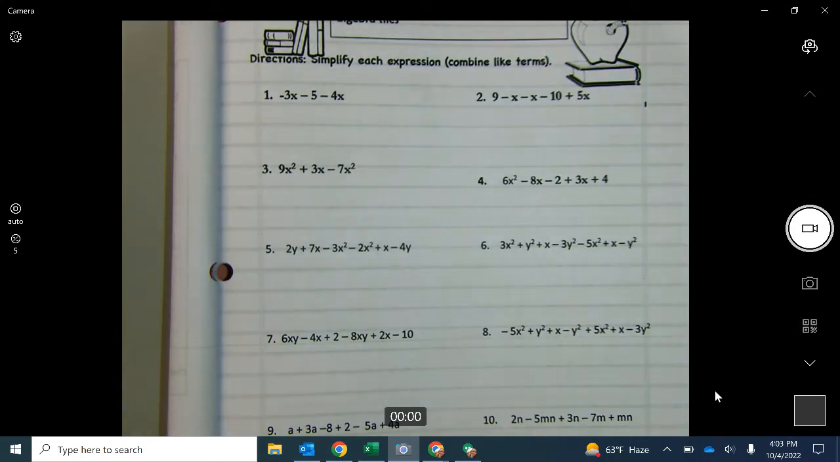Hey guys, this video is going to be going over simplifying expressions by combining like terms. We talked a little bit about this yesterday, but now we're going to add in some more pieces.